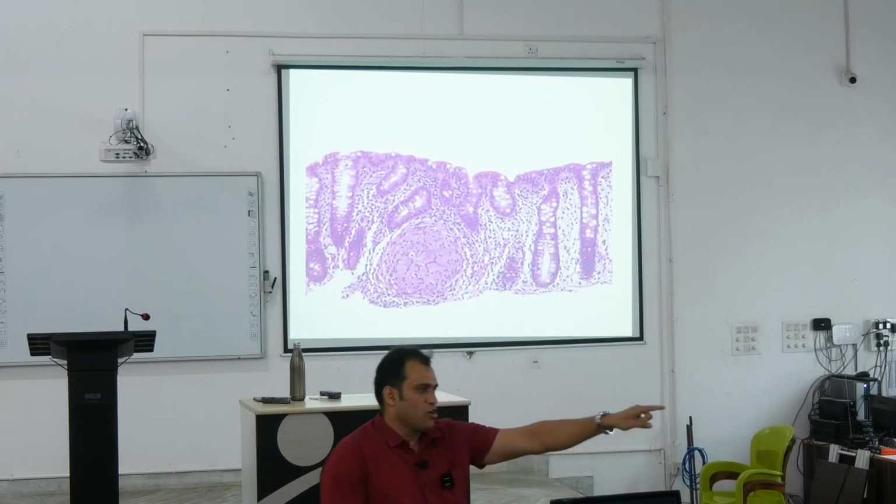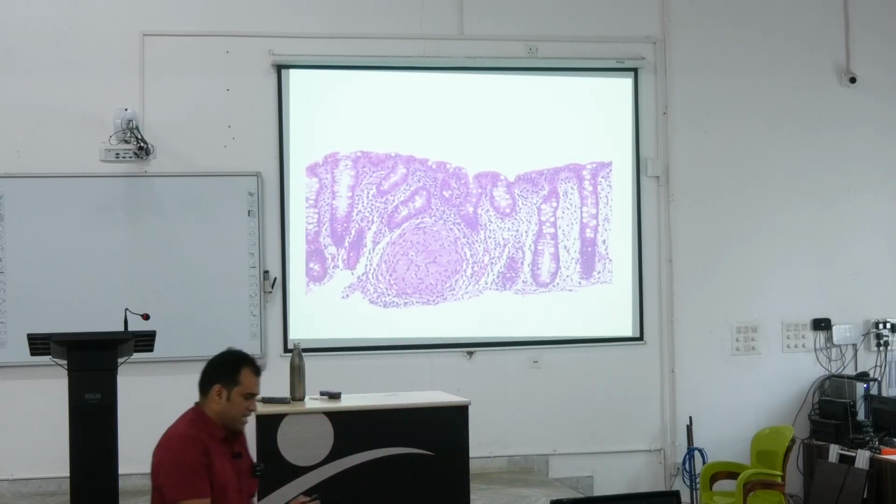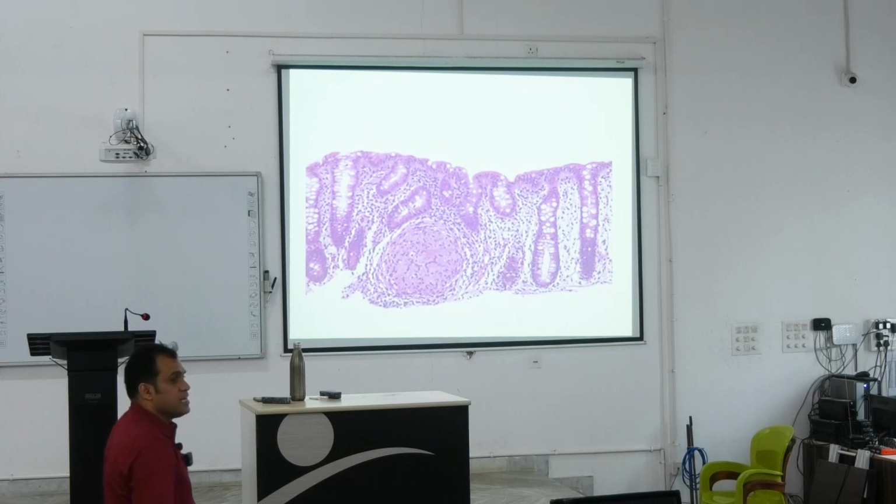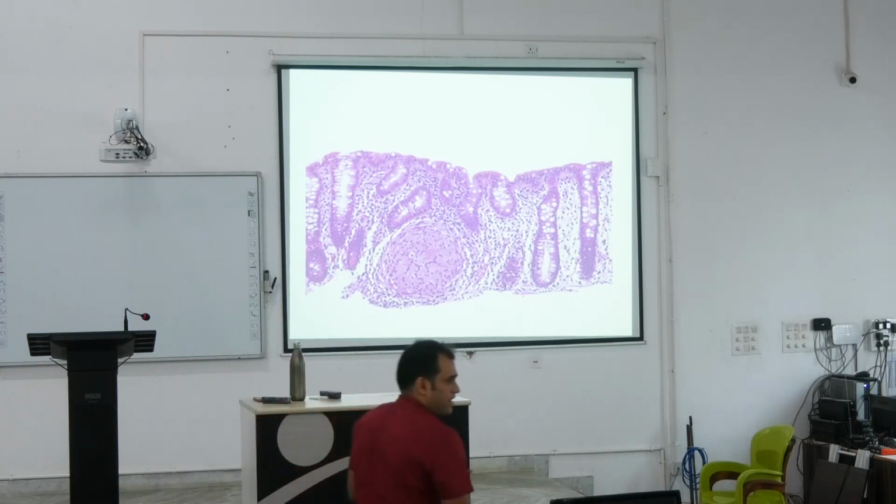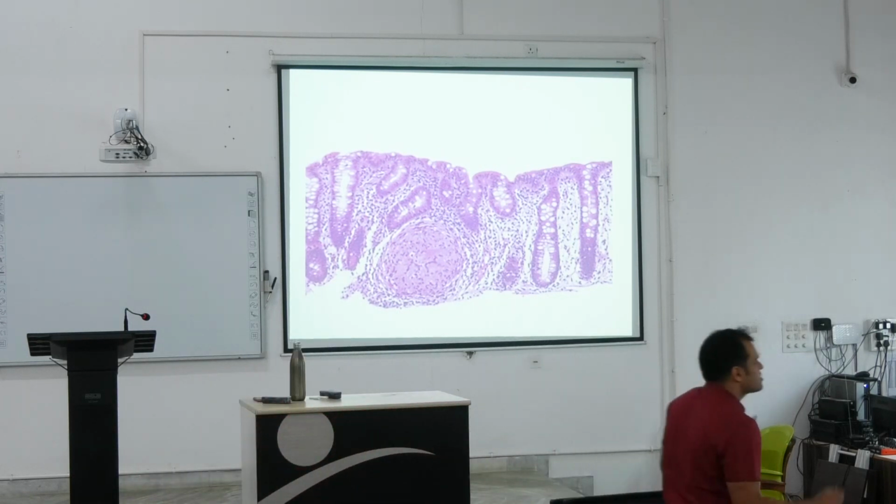Non-caseating granuloma. Yes, exactly, all of you have said. Very good. This is a typical non-caseating granuloma which is seen in Crohn's disease. Non-caseating granulomas are generally not seen in ulcerative colitis.